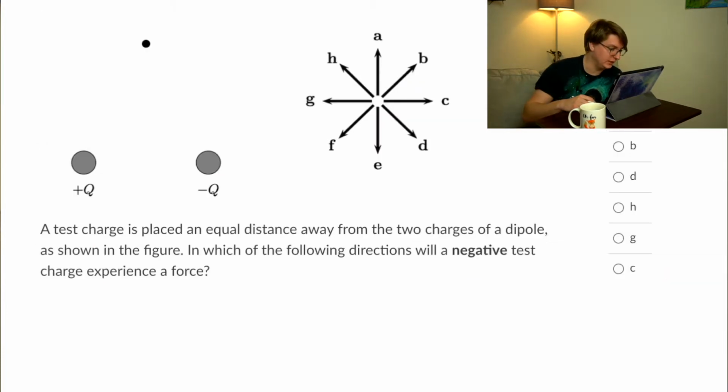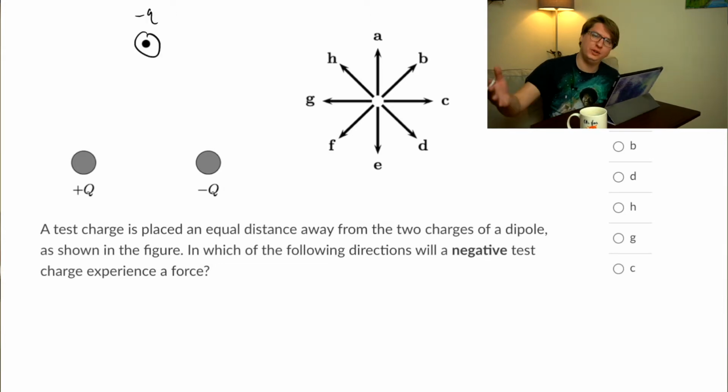So this one's interesting. A test charge is placed an equal distance away from the two charges of a dipole as shown in the figure. In which of the following directions will a negative test charge experience a force? We have a pretty interesting problem here. We actually don't need to do any of that math. It's really all going to be geometry here.